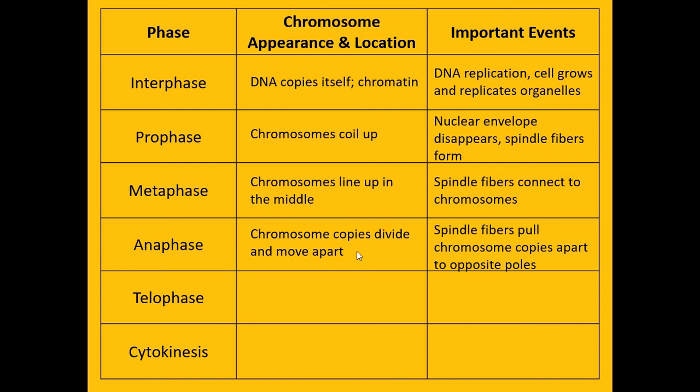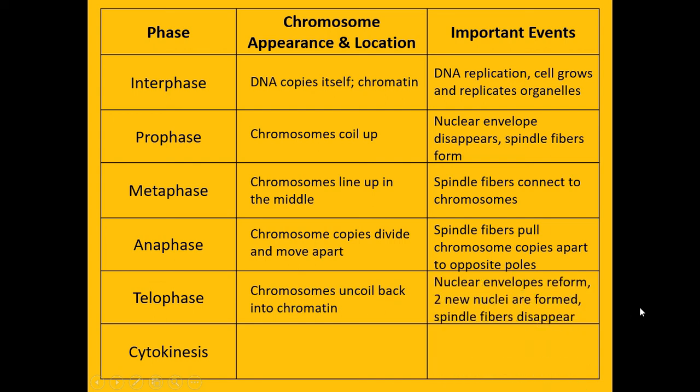So in the anaphase, the chromosome copies divide and move apart. The spindle fiber pulls the chromosome copies apart to opposite poles. Now next, let's have the telophase. In telophase, the chromosomes uncoil back into chromatin. The important events are the 2 nuclear envelopes reform, new nuclei are formed, and the spindle fiber disappears. For the cytokinesis, the chromosome is in the chromatin, and there is the division of the rest of the cell, the cytoplasm and the organelles.